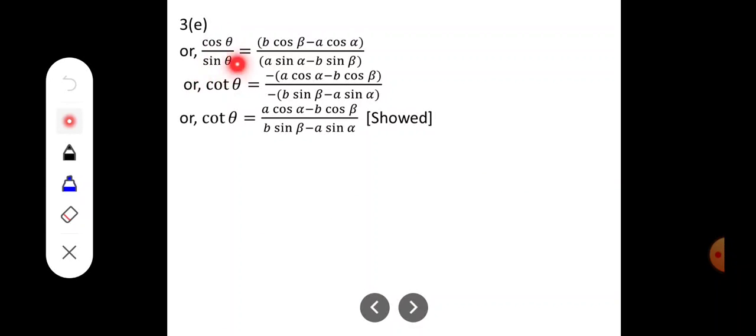Here this will be equal to cot theta, and to prove the right hand side we take minus common. Then this will be the first term and this will be the second term. Also here this will be the first term and this will be the second term, and this is what we needed to prove.